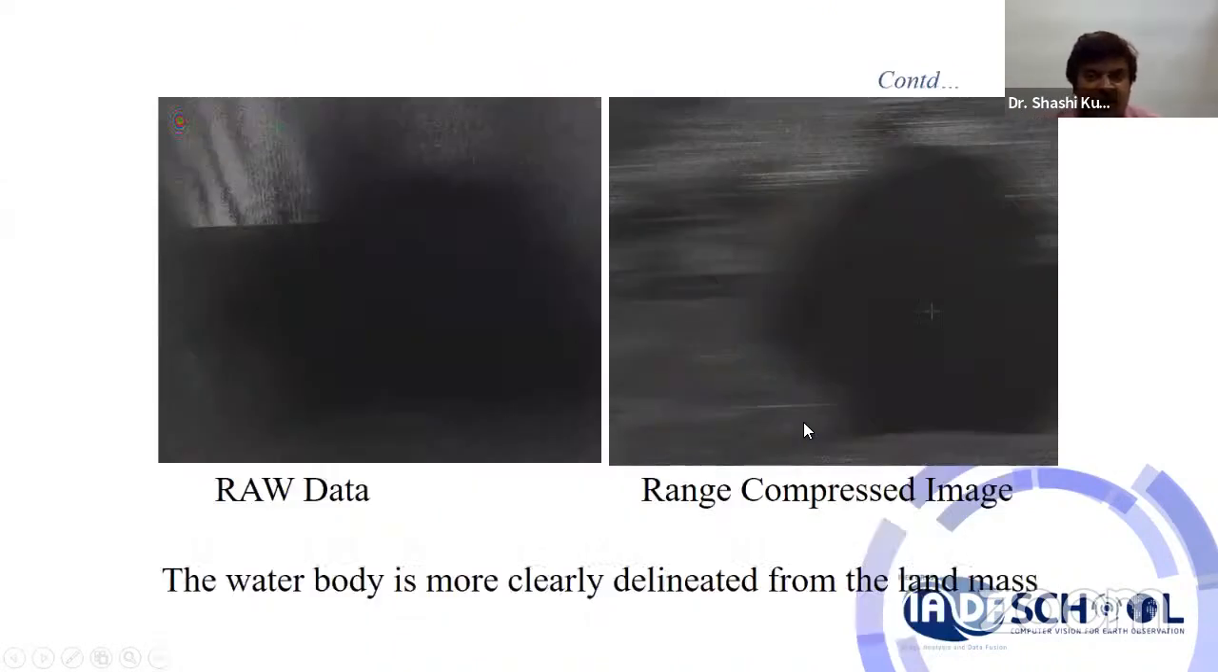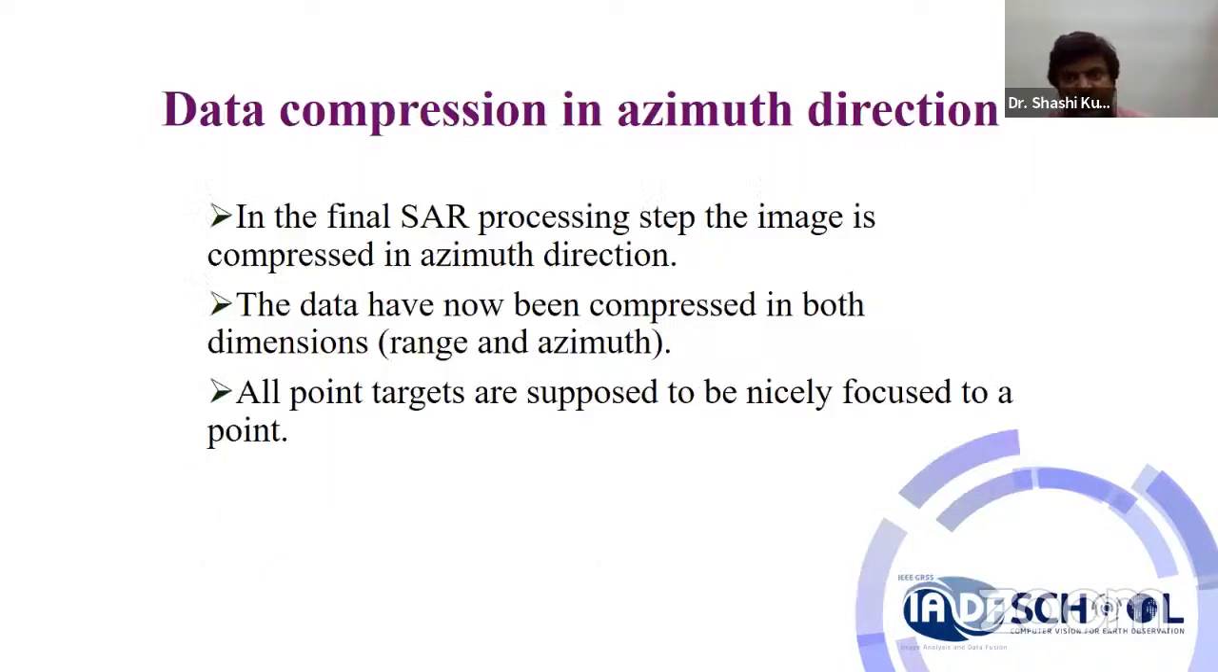When we compare the raw data and the range compressed data set, here you can see that in the raw data set, no information was visualized for the individual target, but at least some better information is there in the range compressed data set. So the water body is more clearly delineated from the land mass. But again, this range compressed data set is not sufficient to get fruitful information. So there will be a requirement to compress the data set in the azimuth direction. When the data set is focused in the azimuth direction, we will be able to find the fruitful information.